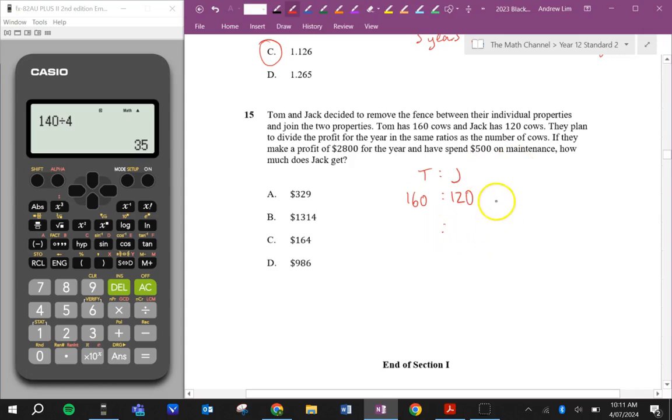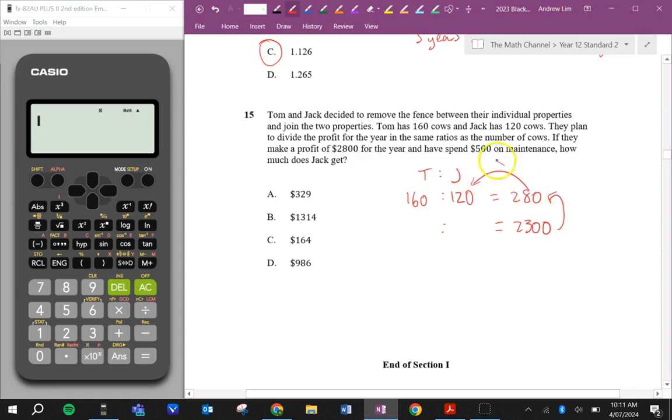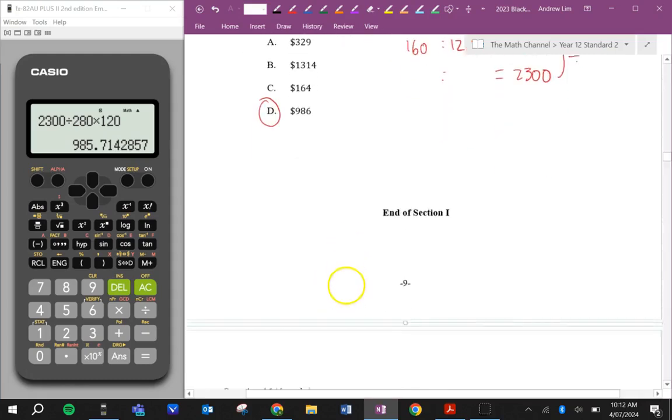So altogether, that's 280. They only have $2,300 to split. So what I'm going to do is take this 2,300 divided by 280 and then times it by 120. $985.71, so I'm assuming this is to the nearest dollar. $986. Okay.